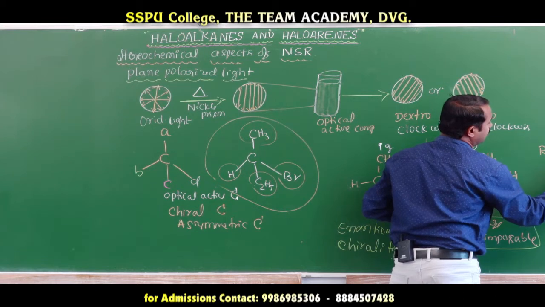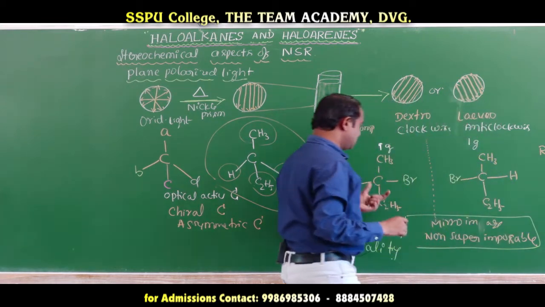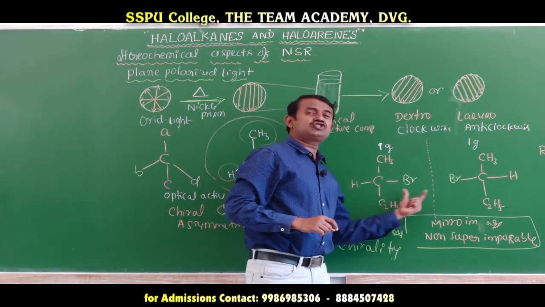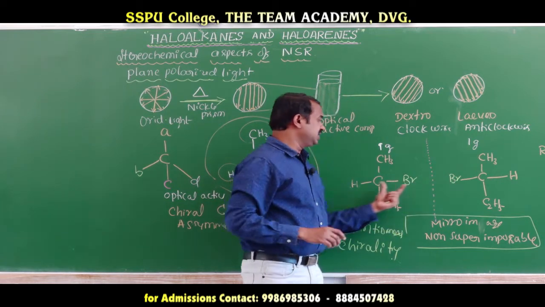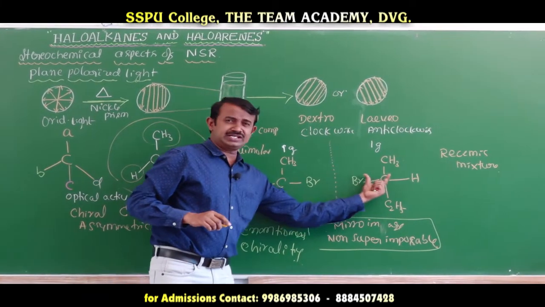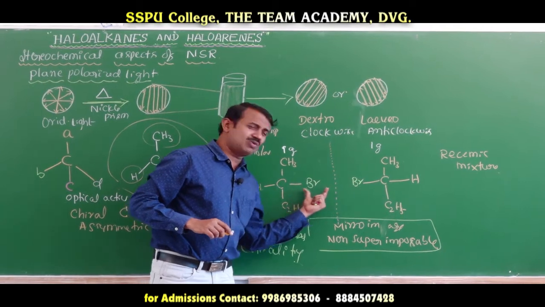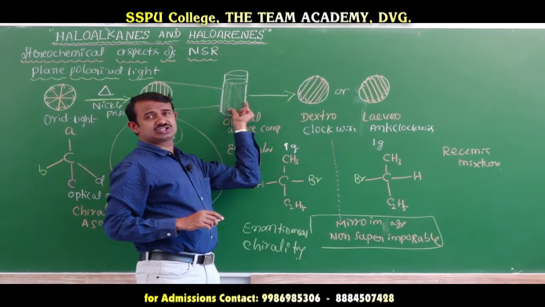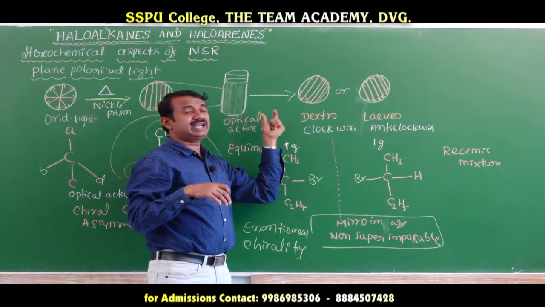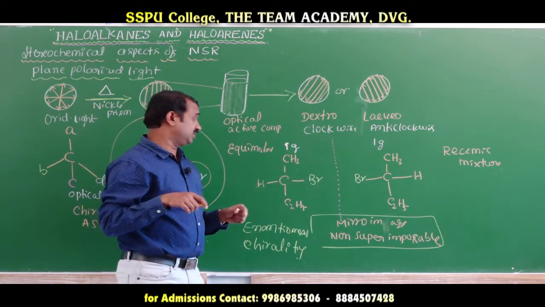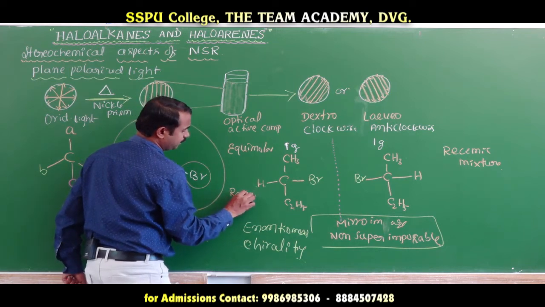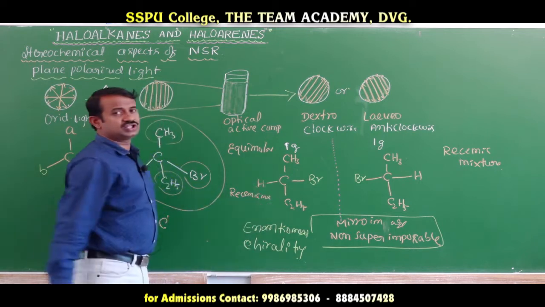Racemic mixture means I take an equimolar mixture of isomers, dextro and levo, that is, equal quantities. When plane polarized light is passed through this solution containing optically active carbon, it does not rotate. It is zero optical rotation. That is called a racemic mixture. Okay, what is the name? Racemic mixture.